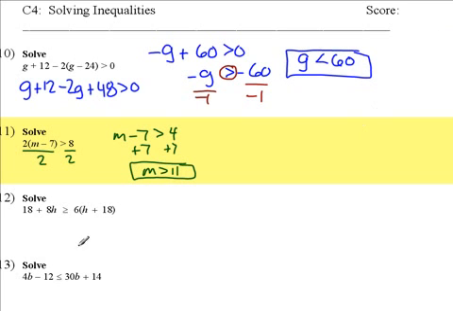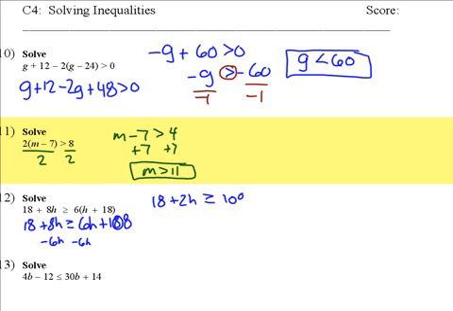Number 12, we have to distribute the 6. If we tried to divide, it doesn't go into the 8 evenly, so I don't want to introduce fractions or decimals. I'll just distribute and keep my whole numbers. If I subtract 6h from both sides, I can get all the h's on one side, so that'll give me 18 plus 2h is greater than or equal to 108. I should have here, 6 times 18, greater than or equal to 108.